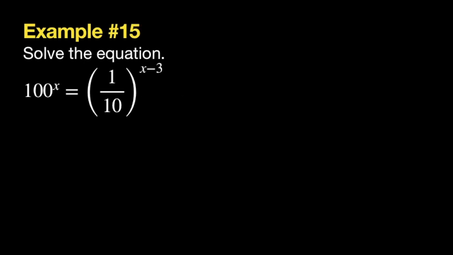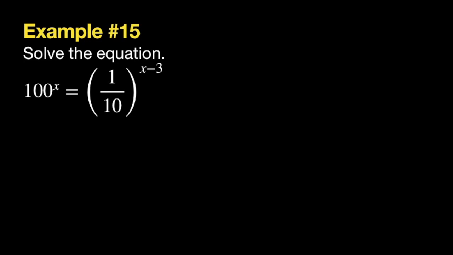Some of the problems are going to be more complicated and they're going to require you to think outside the box, and this is an example of that one. So the first thing that we need to keep in mind is that you have x's on both sides in this problem. But what we need to try to do is make sure that we have the same base. So right here we have 100, and then right here we have a 1 over 10.